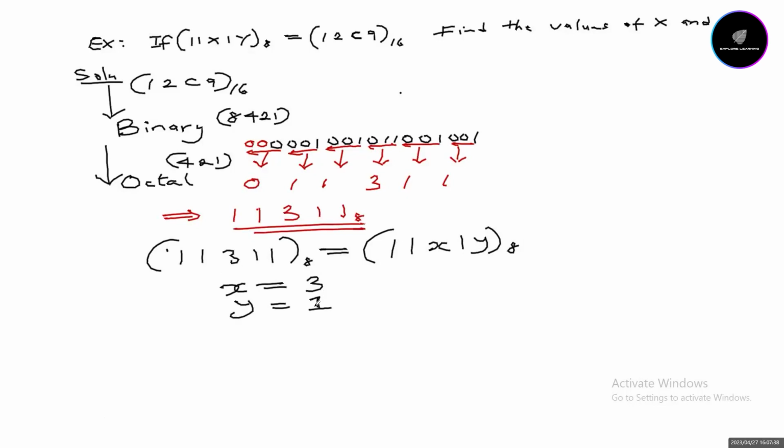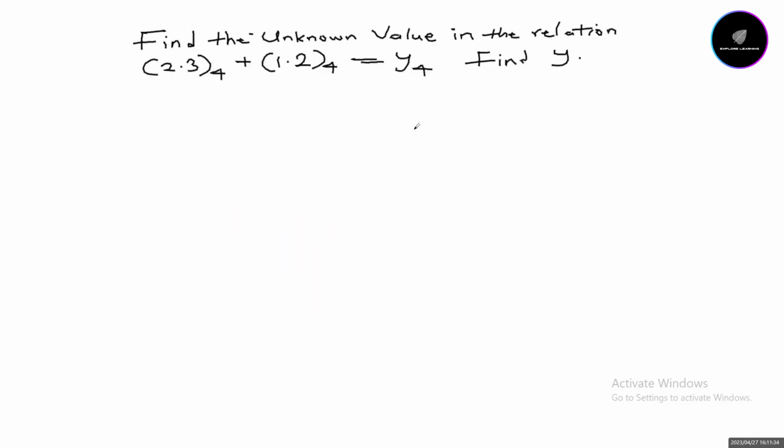All right, so the second example I want to look at: the question says find the unknown value in the relation. We have 2.3 base 4 plus 1.2 base 4 equal to y base 4. It says find the value of y. So y is the unknown value in this relation.